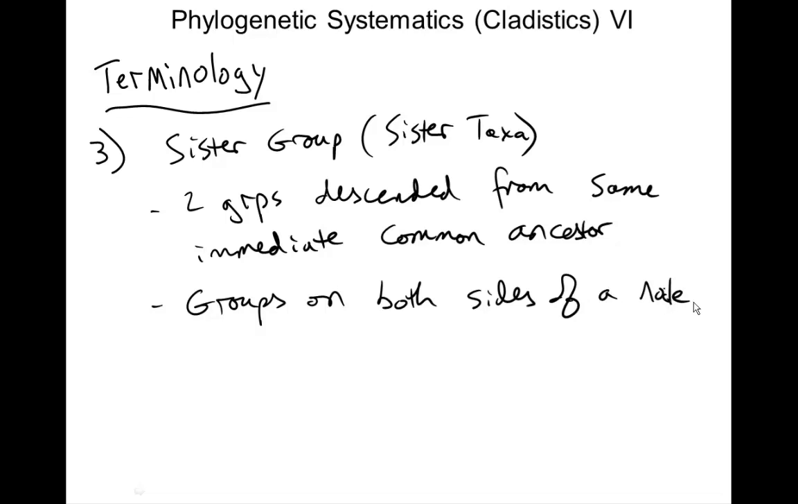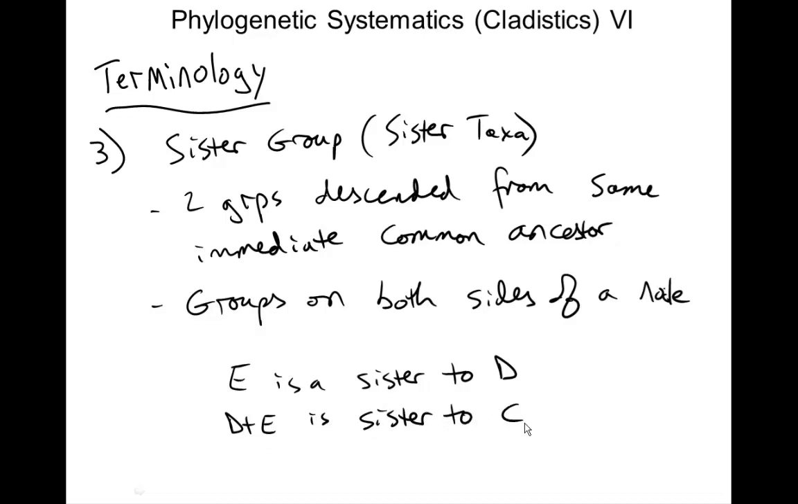So in that cladogram I just mentioned, one example is E is a sister to D. If you go back to that cladogram that I drew up before, E will be a sister to D. D plus E is a sister to C. C plus D plus E are sister taxa to B, and then the next, of course, would be B plus C plus D plus E would be sister to A. And so, again, the groups on both sides of a node are sister taxa to each other.